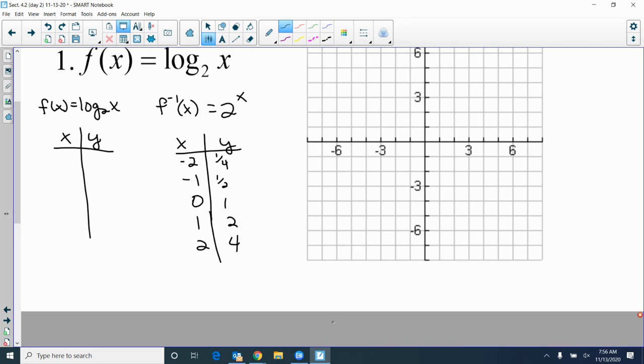But what do we know about inverses? Their x and y's are flipped. So this is going to be a little bit easier the first time or two you do it. So if I do the inverse, I'm going to flip this so I get enough points to know what's going on. So it's 1/4, -2. It's 1/2, -1. It's 1, 0. It's 2, 1. And it's 4, 2. So under that first graph, plot those points.